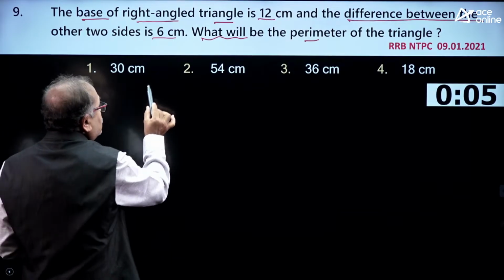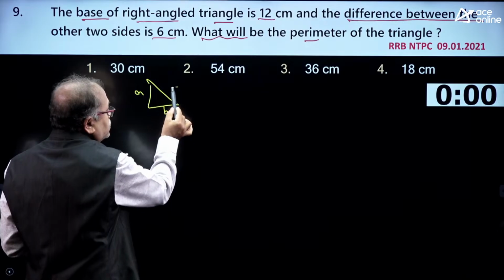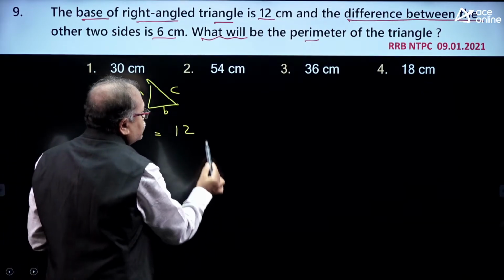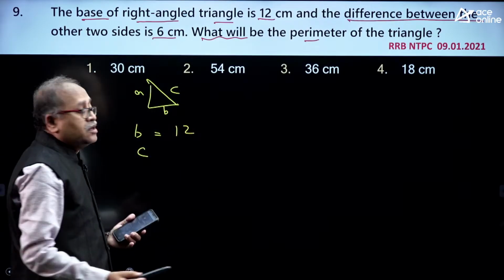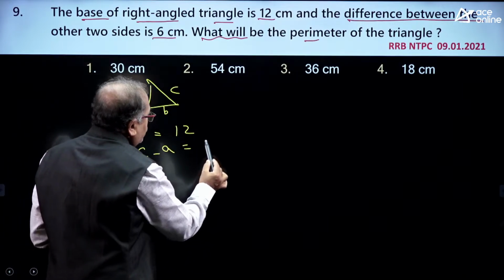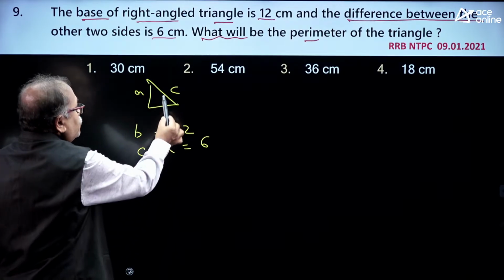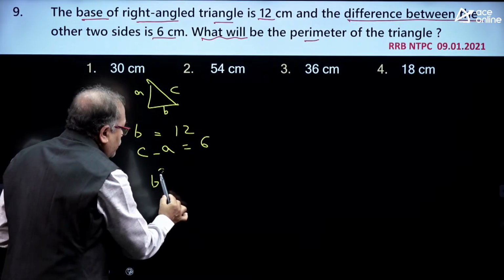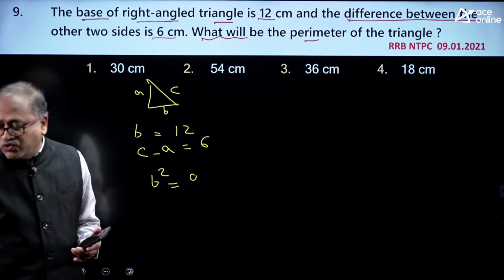If I consider that this is what the triangle is, and this is A, this is B, and this is C. So one side B is already given to us, base is given to us as 12, and the difference between C minus A, because C will be greater than A, is it a right angle triangle? Yes. So C minus A is given to us as 6, and what you know is this is B square. What will be B square? B square will be equal to C square minus A square.